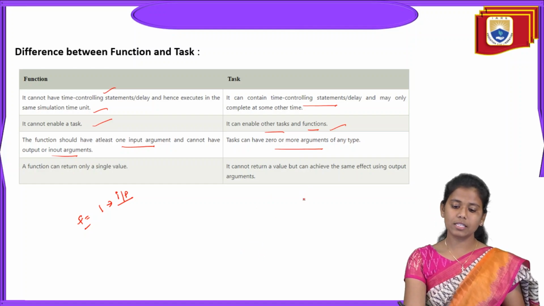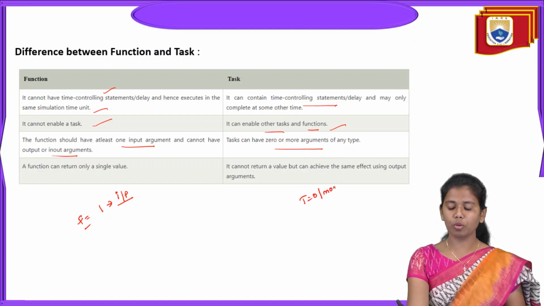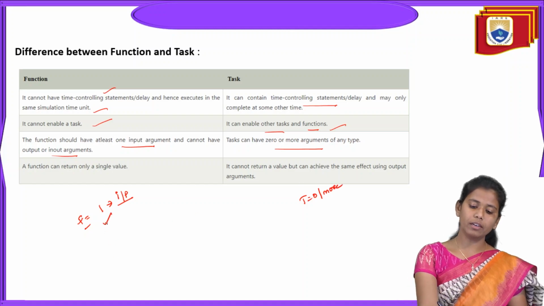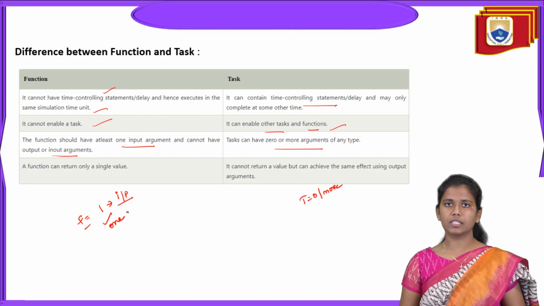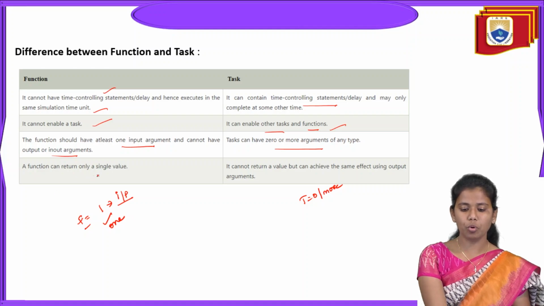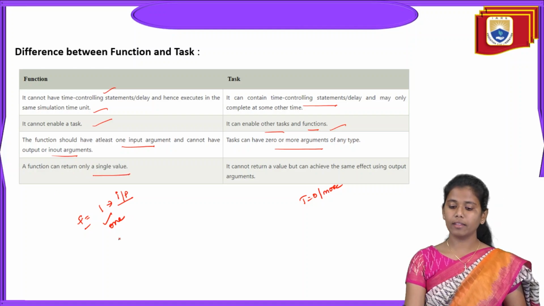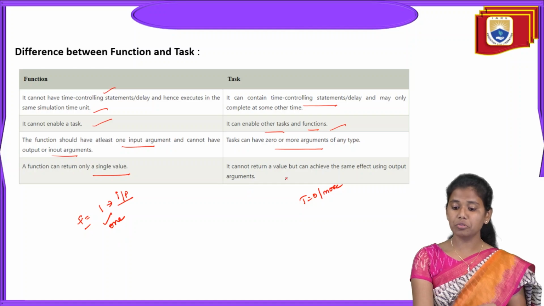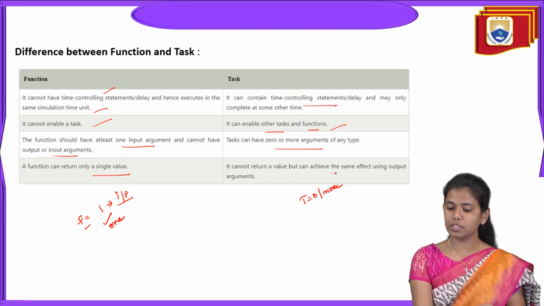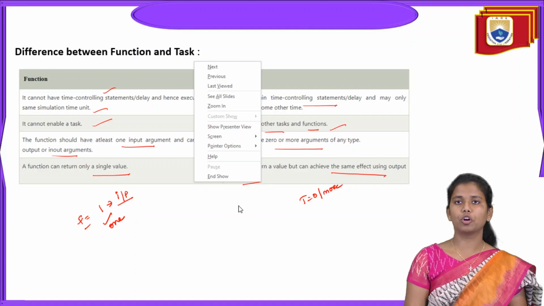Okay, so the task can have 0 or more arguments, but it has only one argument. Okay, that is a difference. And then a function can return only a single value. And here, a task cannot return a value but can achieve the same effect using output arguments.